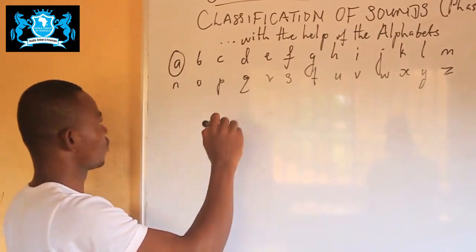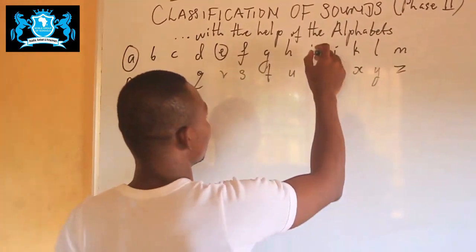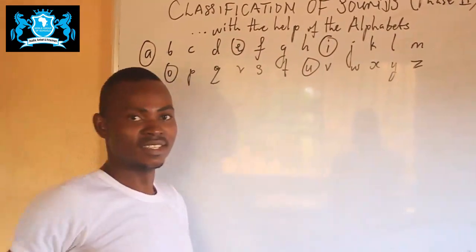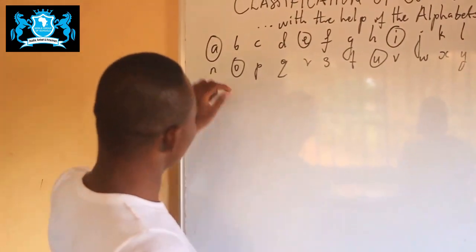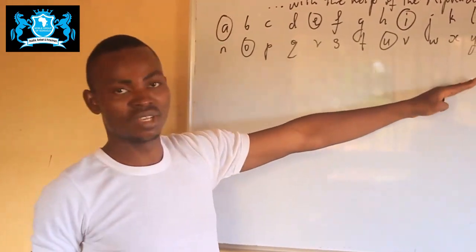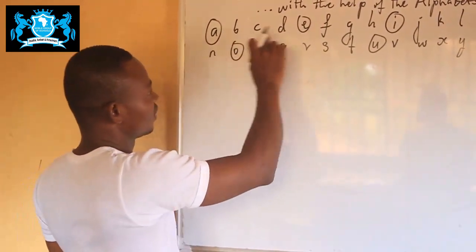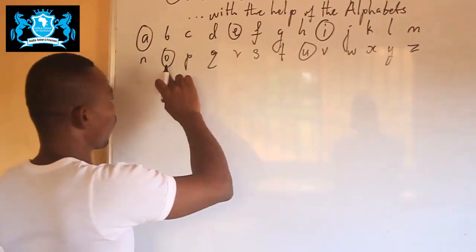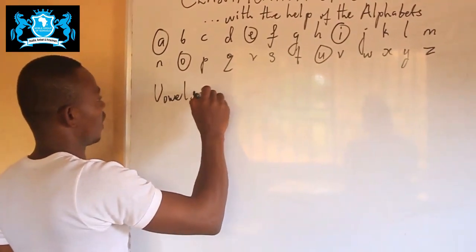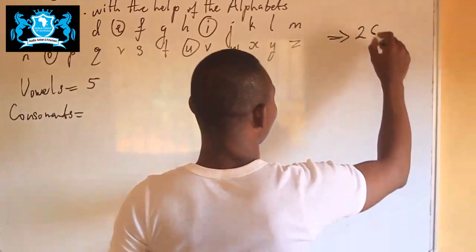Here we have the vowels circled, which are A, E, I, O, and U. These are the English vowels. And then we are going to look at the consonants after we are done looking at the vowels. Let's count the vowels. We have 1, 2, 3, 4, 5. Therefore, the English vowels are 5. So all these alphabets are 26 in number.